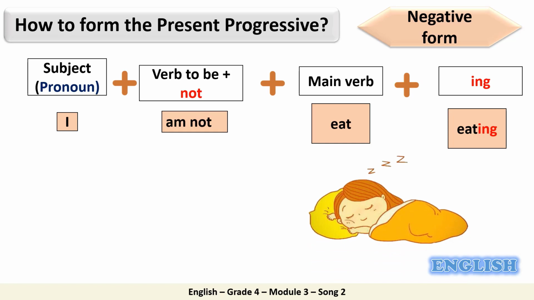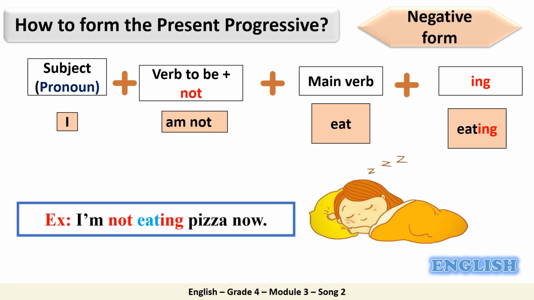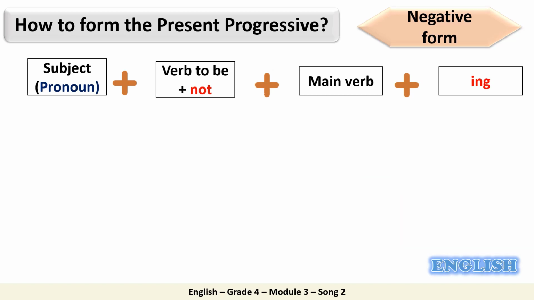Look at this picture. Am I eating pizza now? Excellent. No, I am not eating pizza now. I am sleeping now. Let's move to the pronouns he, she, and it. What do they take? Excellent.